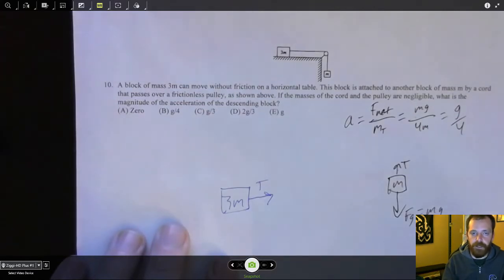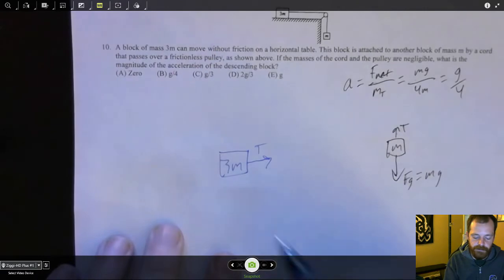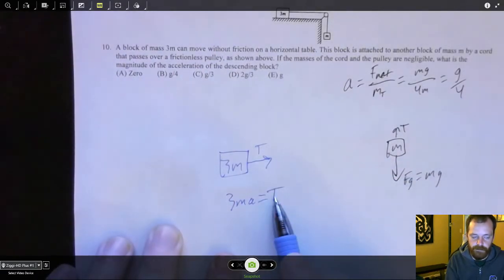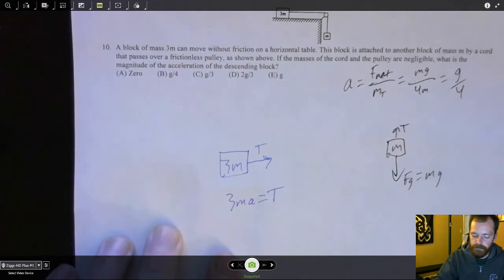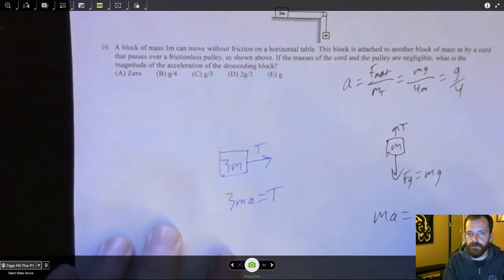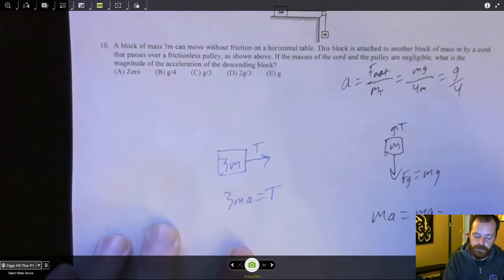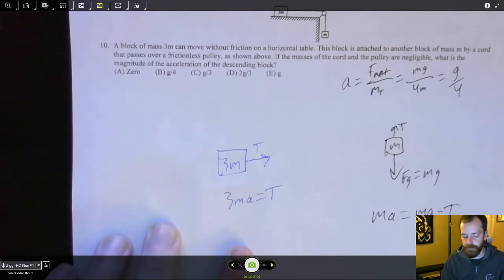Now, we can write net force equations for each of these boxes. Mass times acceleration is equal to the sum of the forces. There's only one force here, T. We do the same thing for this box. The mass times acceleration is equal to the sum of the forces. The weight causes it to move, so that comes first. Tension goes against that, so that comes second and is subtracted.